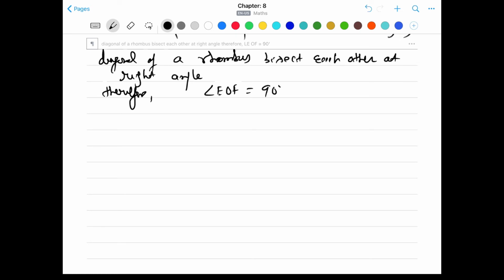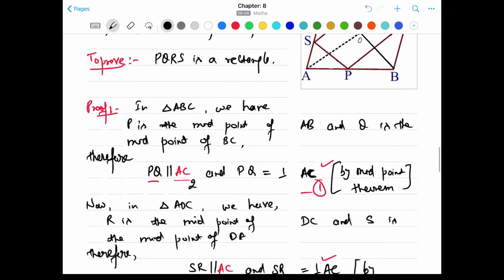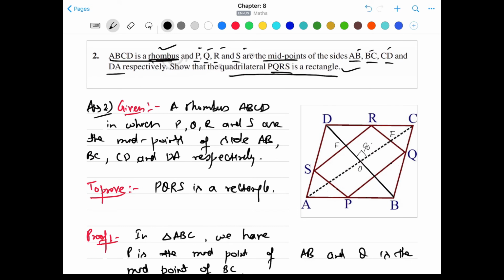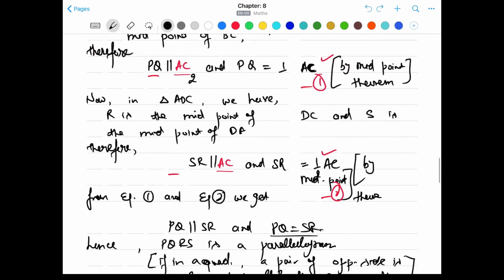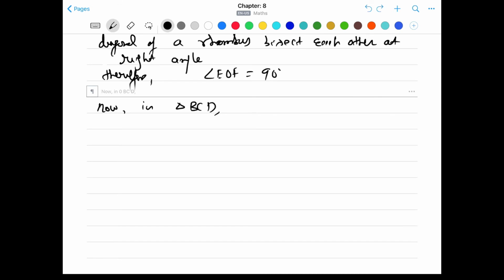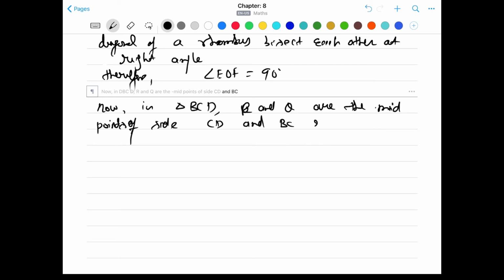Now let's come to triangle BCD. In triangle BCD, Q and R are the midpoints of BC and DC. So we'll write: in triangle BCD, R and Q are the midpoints of sides CD and BC respectively.